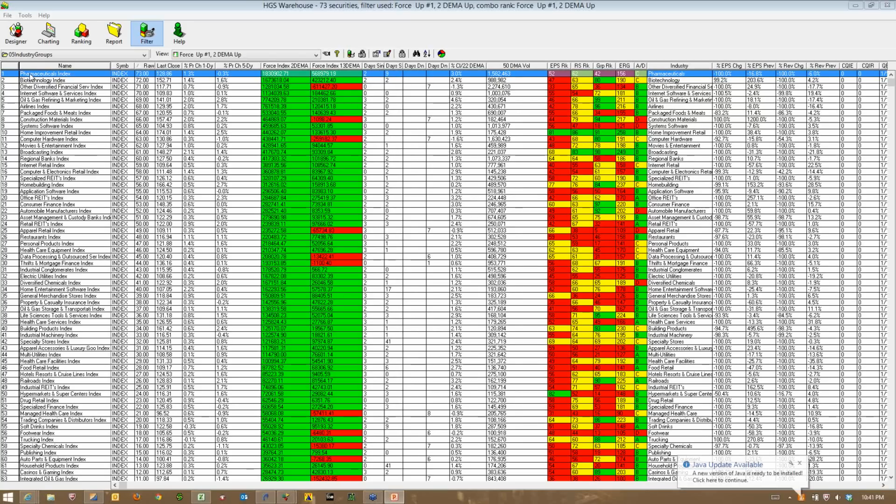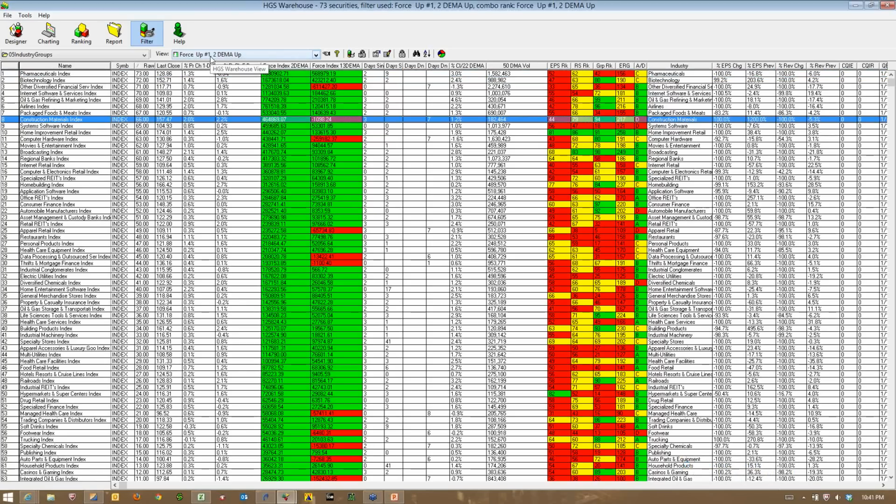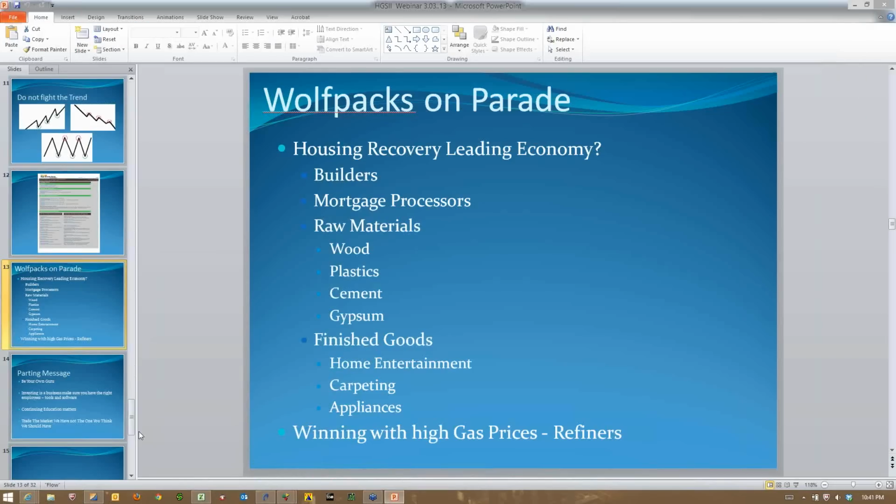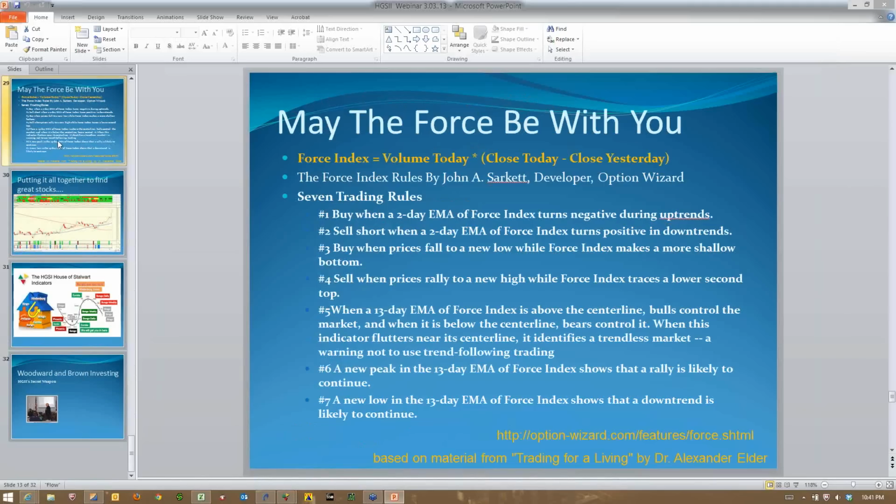So you notice here, I'm going to look at the top 10 and then pick a couple of others. Pharmaceutical index is up at the top. This is a 2-day force, so these are things that are moving right now. I've ranked them by the force index. Force index has price and volume, just for completeness' sake, for people that haven't been here before. Force equals volume today times close today minus close yesterday. You plot that, you take a 2-day exponential and a 13-day exponential. We're looking at the 2-day exponential right here.